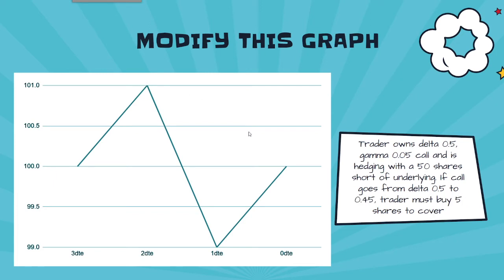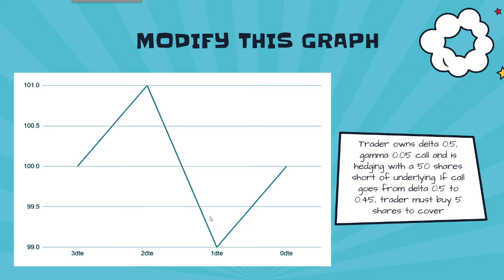Now the same thing in the other example. Let's say you own those calls at 0.5 delta, gamma 0.05, and you're short those 50 shares to hedge and remain neutral. Let's say you're at this point right here, between 2 days till expiration and 1 day till expiration, at 100, and prices fall. Now your option is at 0.45 delta.